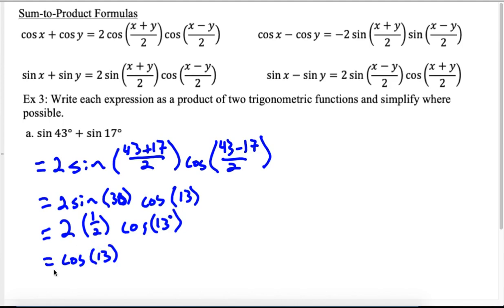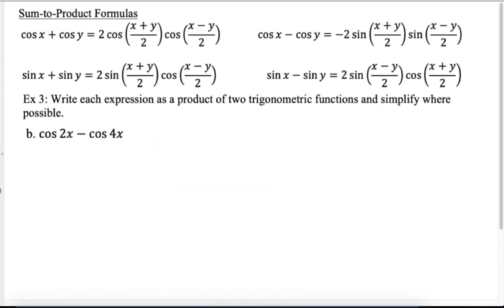Now, since this is not an angle on the unit circle, right, it's not something that we know, we can leave our answer as the cosine of 13 degrees. Okay? Don't put that in the calculator and get a decimal approximation. But if we do come across a trig function of an angle that we do know in the unit circle, we want to simplify that. Okay? So let's do another example here, this time with just variables.